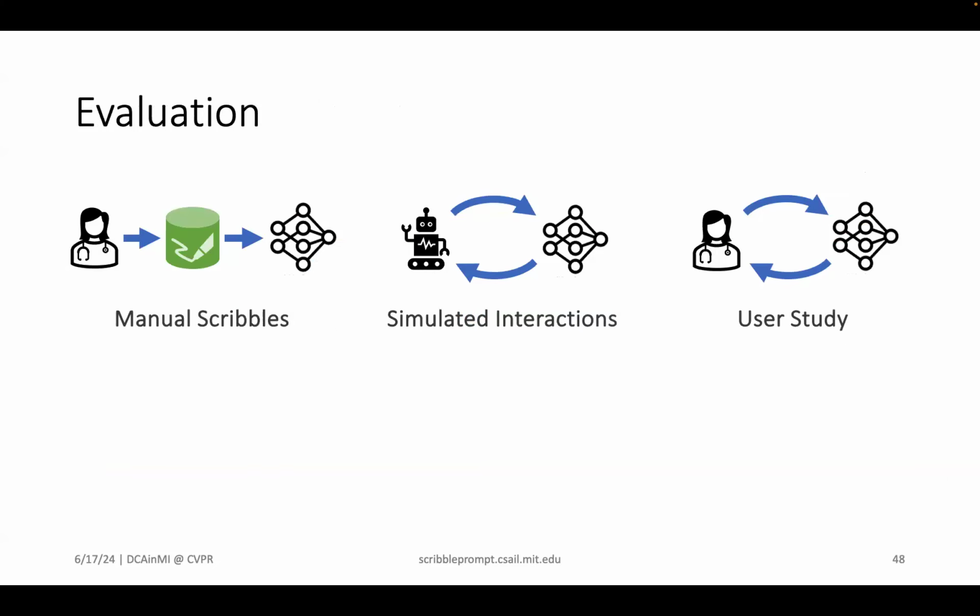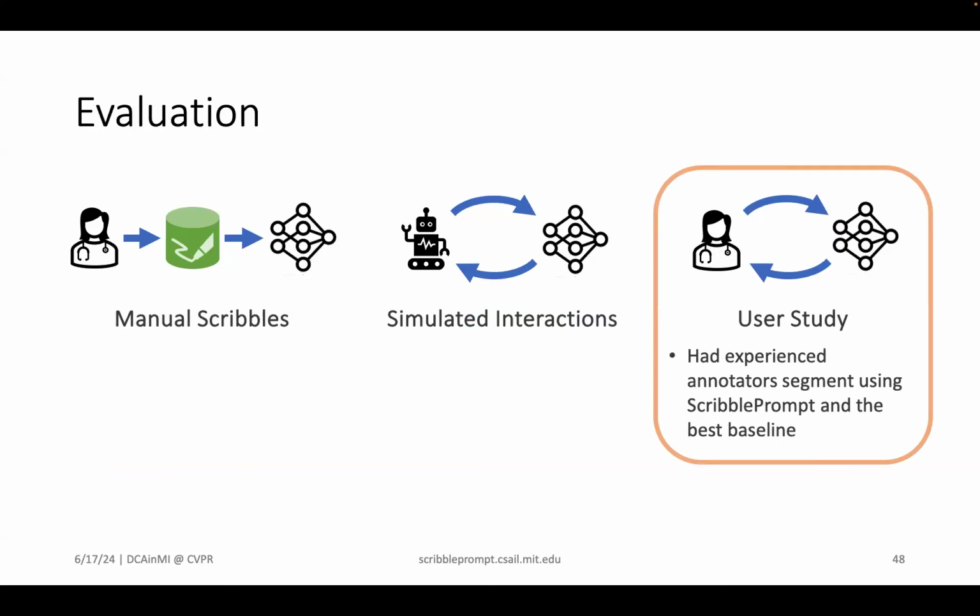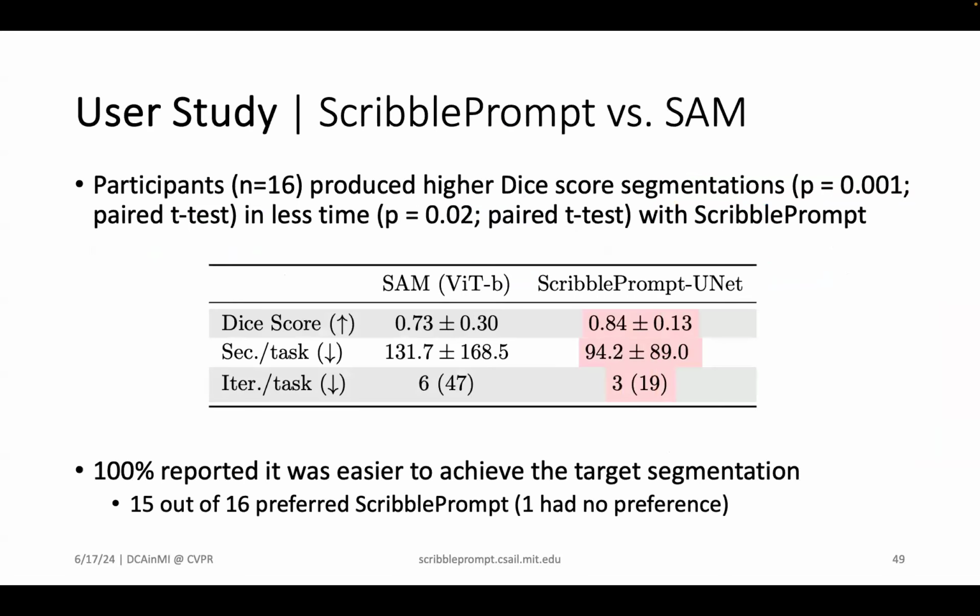In the paper, we evaluate the system from three different angles. We collect a data set of manual scribbles. We also conduct experiments with simulated interactions, and we conduct a user study. In the interest of time, I'll just highlight the results from our user study. We had experienced annotators use both Scribble Prompt and the best baseline from the previous experiments to segment images from unseen data sets. Overall, participants produced higher dice score segmentations and spent less time per image using Scribble Prompt compared to SAM. And the vast majority of users preferred using Scribble Prompt over SAM.